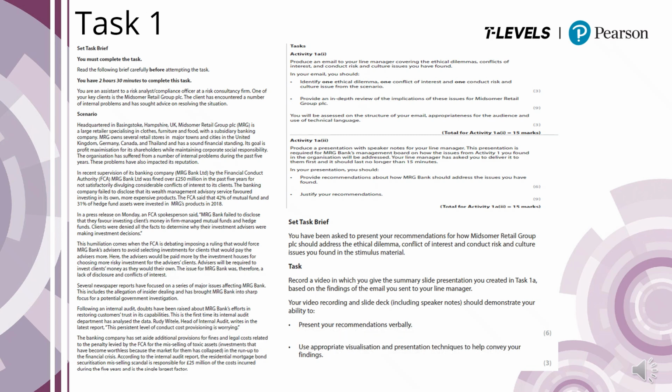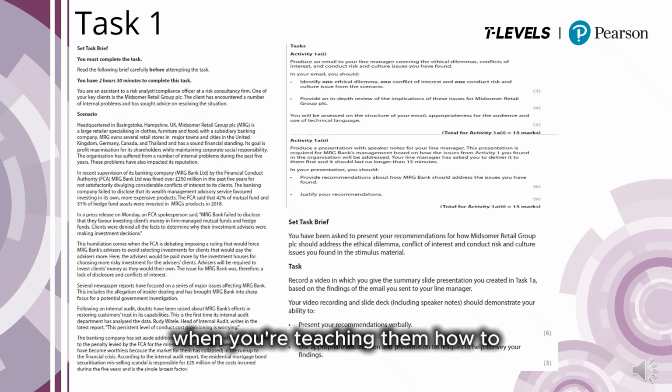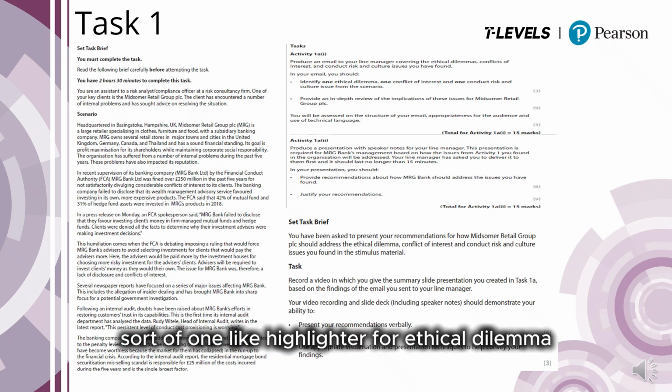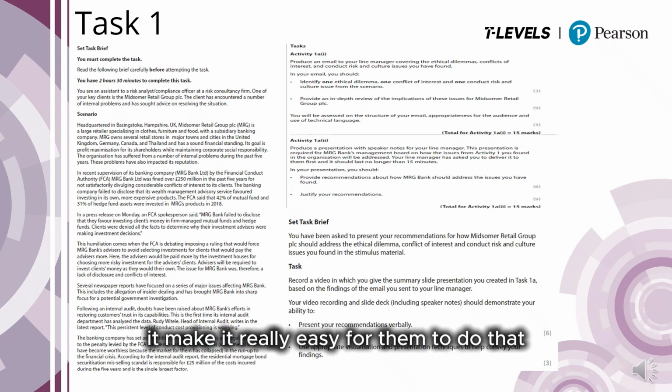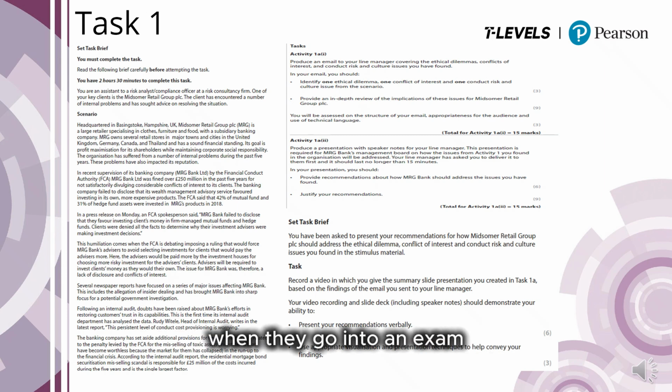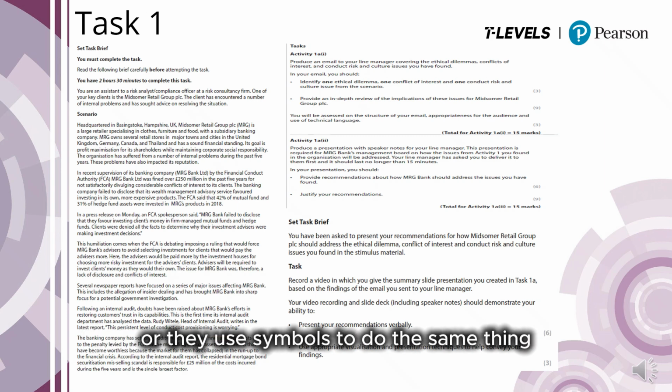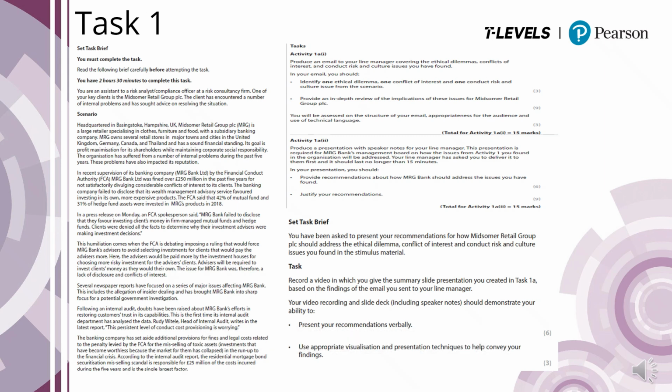And it might be useful when you're teaching them how to look at the stimulus material and start answering these questions if maybe they have different highlighters and they learn to highlight: one highlighter for ethical dilemma, one for conflict of interest, and then one for the risk and culture issue. It'll make it really easy for them to do that when they go into an exam. If you can't use highlighters, then potentially maybe they develop a key or a code, or they use symbols to do the same thing.